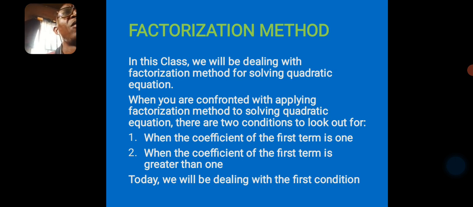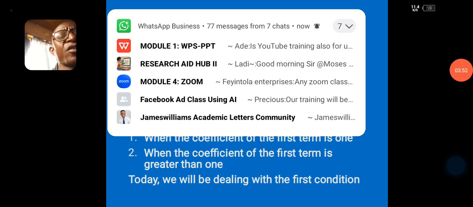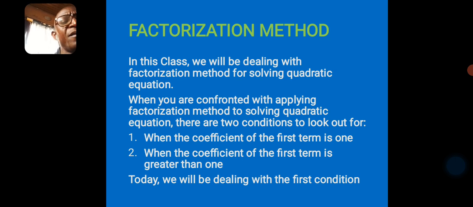Okay, when you are given a quadratic equation to solve using the method of factorization, first thing to do, look at the first term of that equation. If the first term of that equation is 1, the next thing you do is to look at the constant term, and then look for 2 numbers whose product will give you the constant term, but whose sum will give you the middle term.